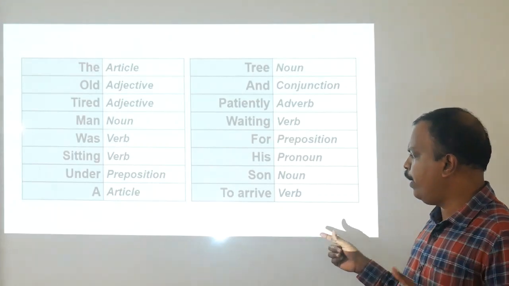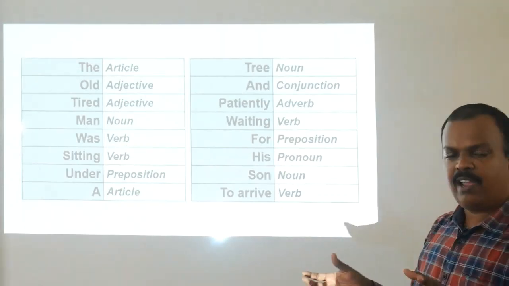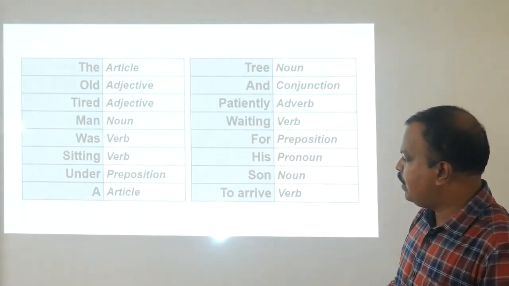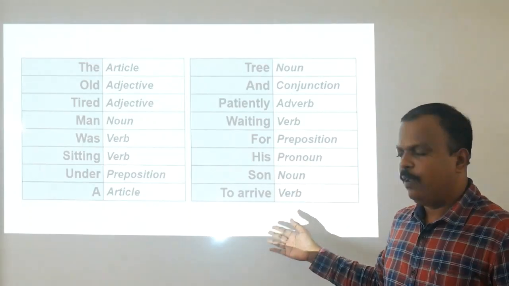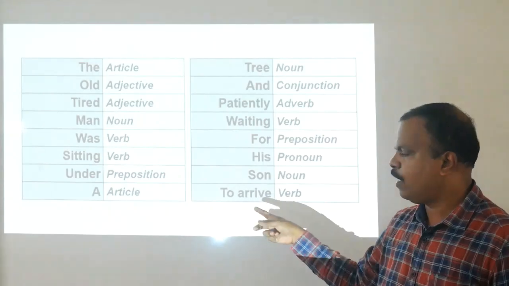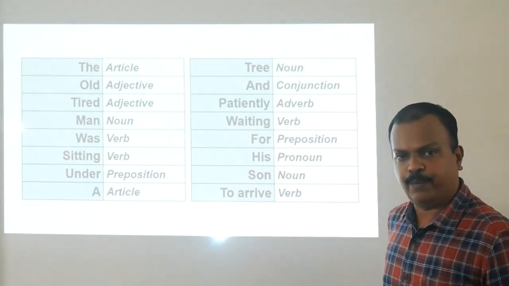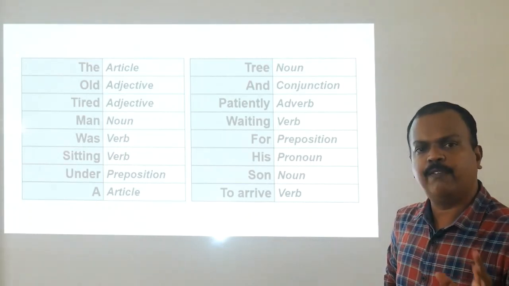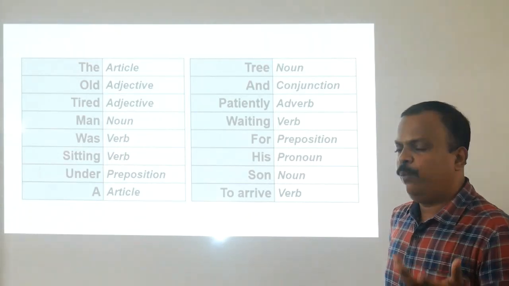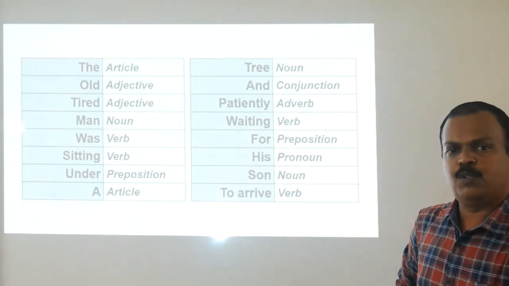Now you must be wondering why I have put to and arrive together. Why can't we separate to and arrive and say to is a preposition and arrive is a verb? Well, basically it's a combination of both. It's called an infinitive, and infinitives are not separated. Yes, to arrive is a kind of verb. It's called an infinitive.